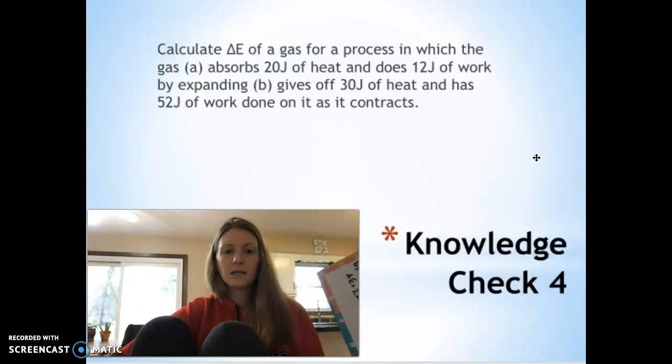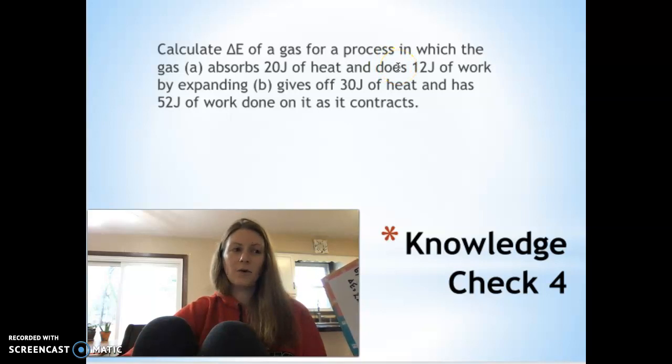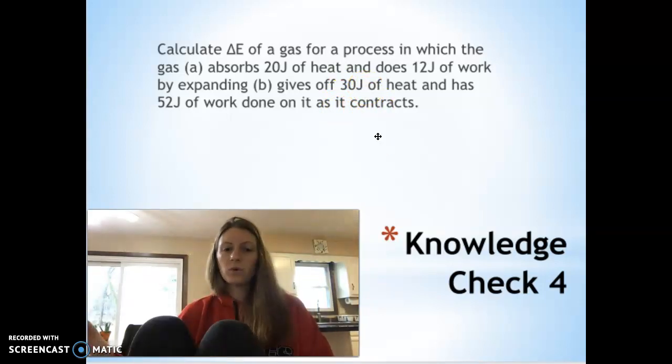And that's because absorbing heat is positive, so that's why this 20 joules is positive. And then the system is doing work, which requires an output of energy, in this case of 12, which is why it's negative. In part B, it's giving off heat, so again, negative 30 because heat is leaving the system. But it has 52 joules of work being done on it, so it contracts, which means that you can add that work into the system, so positive 52. Questions, please let me know.